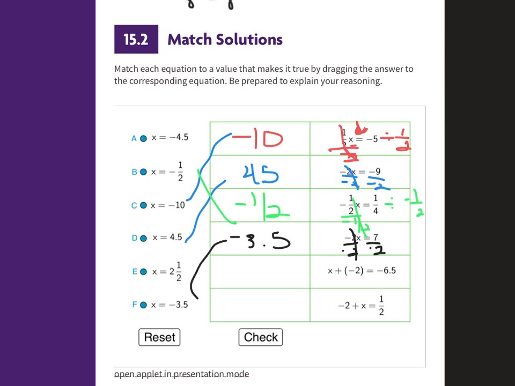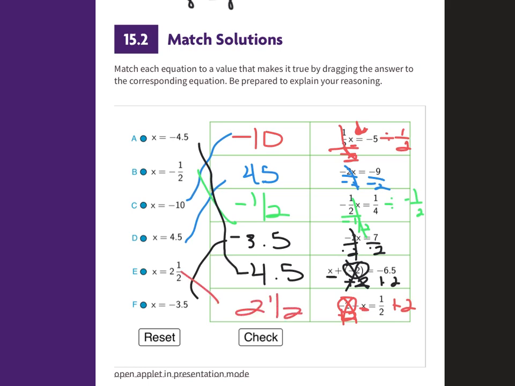Okay, now x plus -2 equals -6.5. So there's x. My number is negative. So to get rid of a negative number, we're going to add 2, because -2 plus 2 is 0, so that goes away. So if I add 2 here, if I use my calculator, -6.5 plus 2, I get -4.5, which is up here. And then the last one, once again, here's my x, so I need to get rid of the -2. To get rid of a negative, I add 2, so those go away. So 1/2 plus 2 is 2.5. So that goes there. All right.